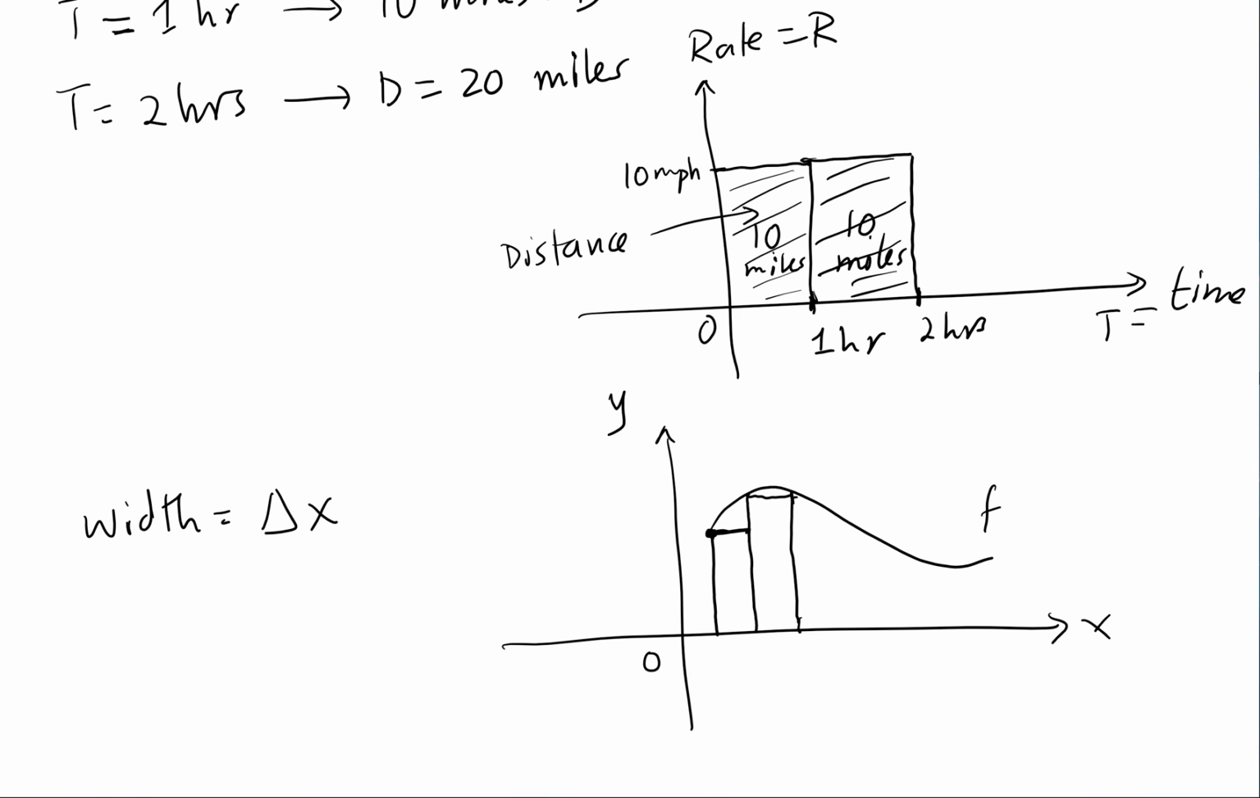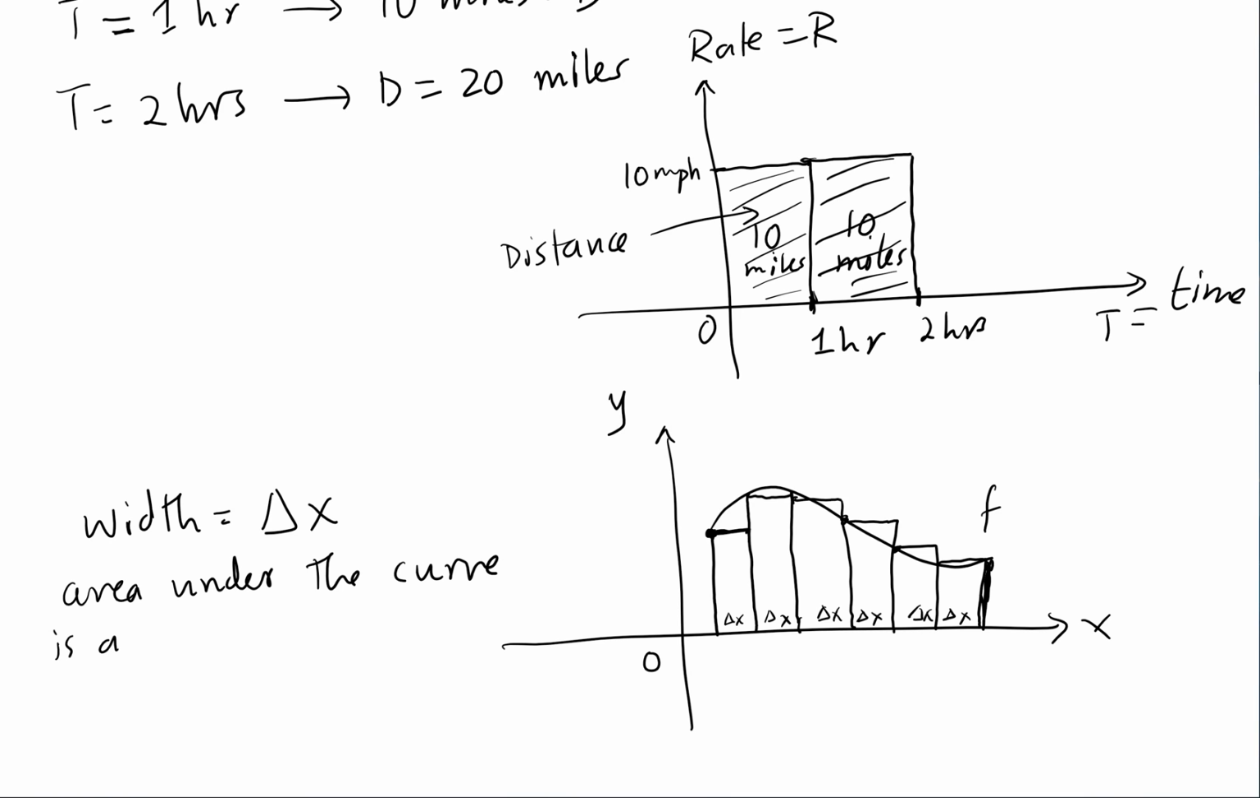Same width again, and down. Same width again, down. Same width again, down. Each rectangle has a width delta x. They all have to have the same width. Now the area under the curve is approximately the sum of the areas of all rectangles.